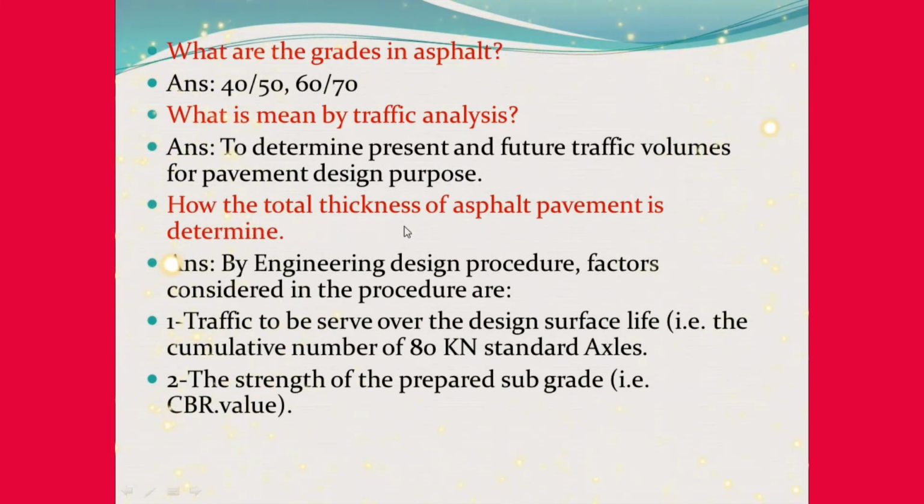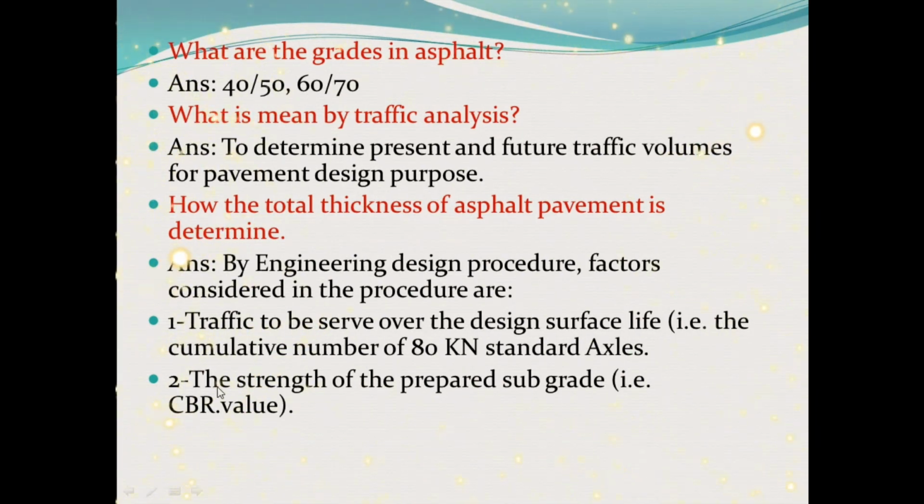How is the total thickness of asphalt pavement determined? A very easy question; the answer is by engineering design procedure. Factors considered in the procedure are: number 1, traffic to be served over the design surface life, that is the cumulative number of 80 kilonewton standard axles, that is the axle load. Number 2, the strength of the prepared subgrade, that is the CBR value. This is very important for calculating the asphalt thickness.